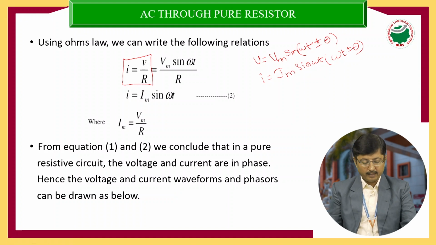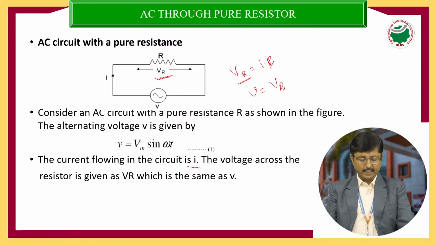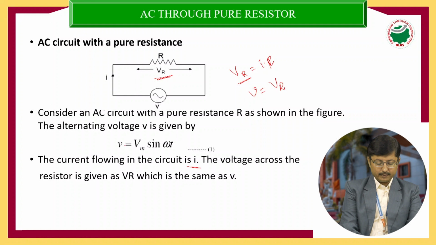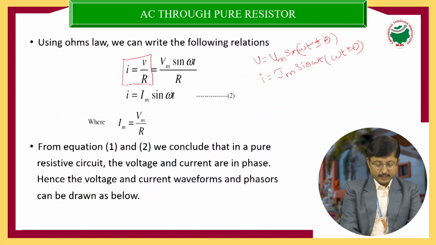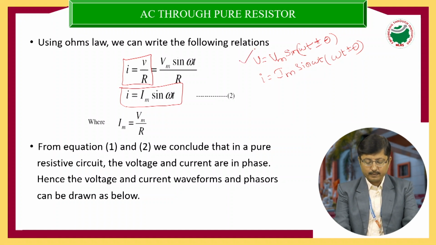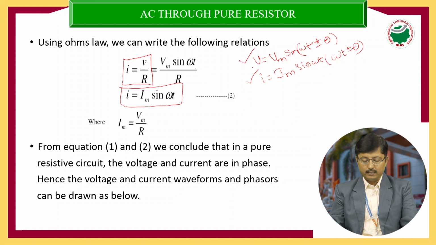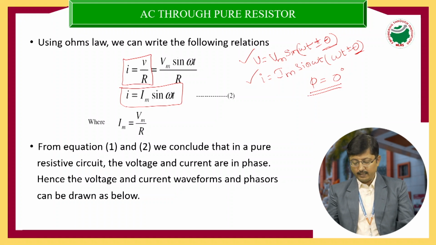As you see, let us compare the voltage and current expressions. First, the voltage expression is Vm sin omega t, which we apply to the circuit. The current expression we get is I equals Im sin omega t. As per our standard expressions for V and I, the phase angle phi, or theta, is equal to 0 here. As you compare these two expressions, the phase angle we get is 0.